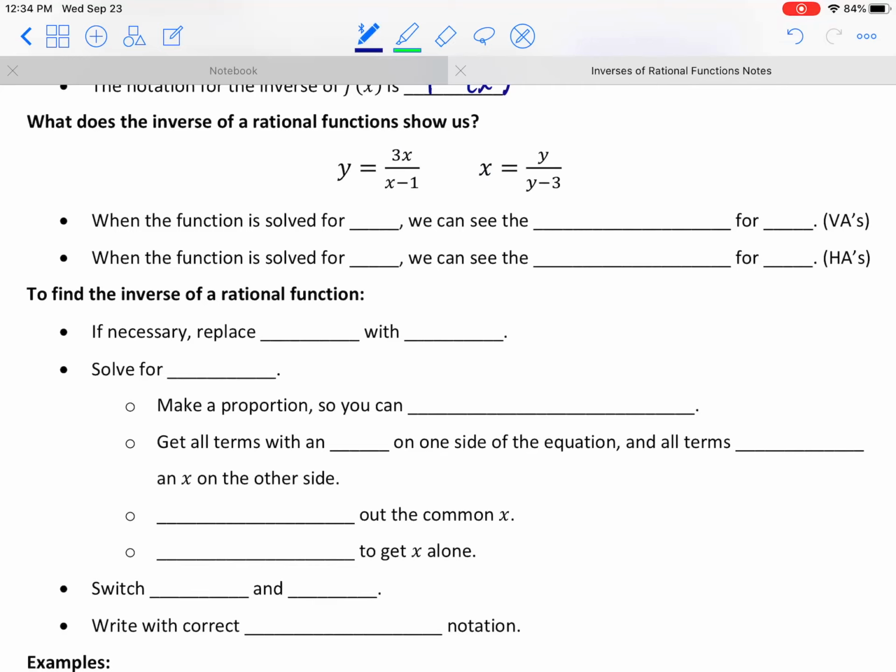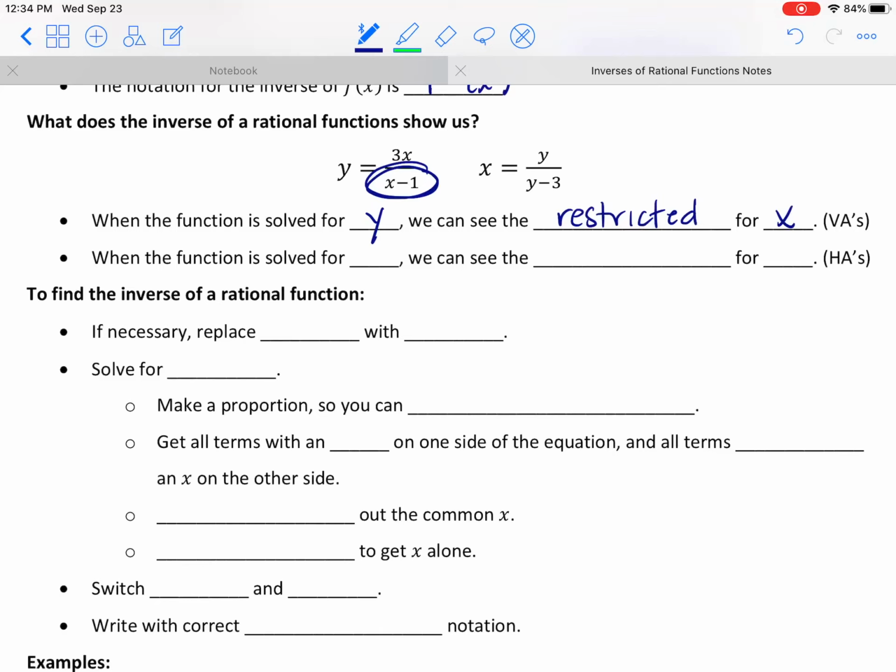Now what I want to show you is why one form is more helpful than the other. So the original function, when it's solved for y, hopefully we can see, just by looking at this rational function, the restriction. We can see the restriction for x.